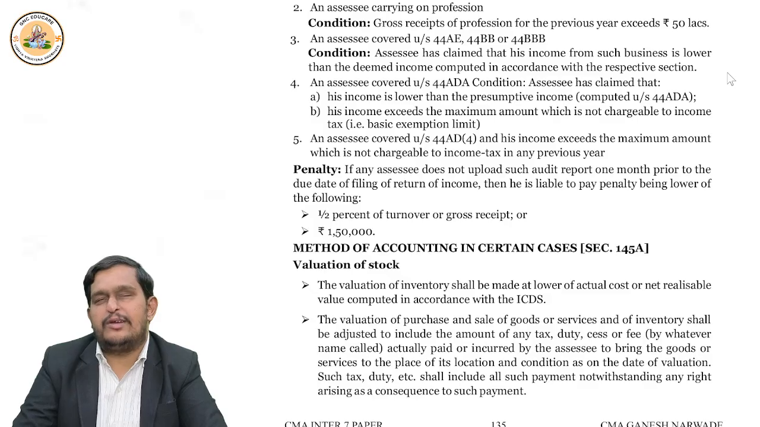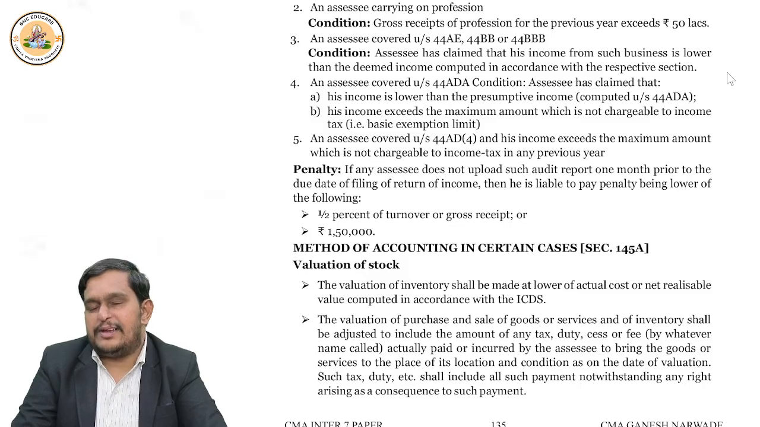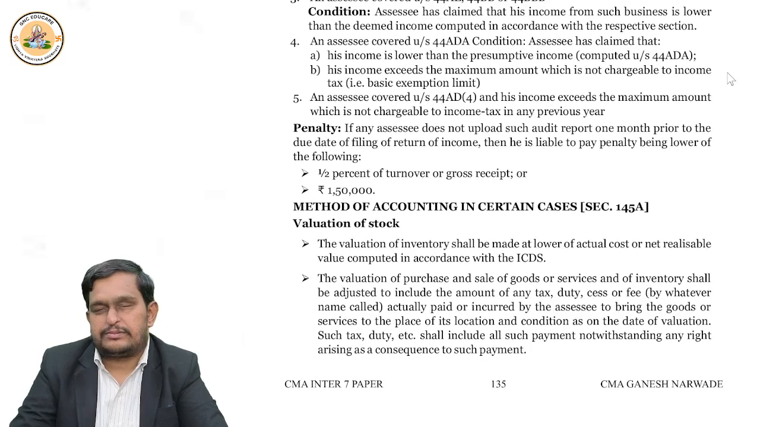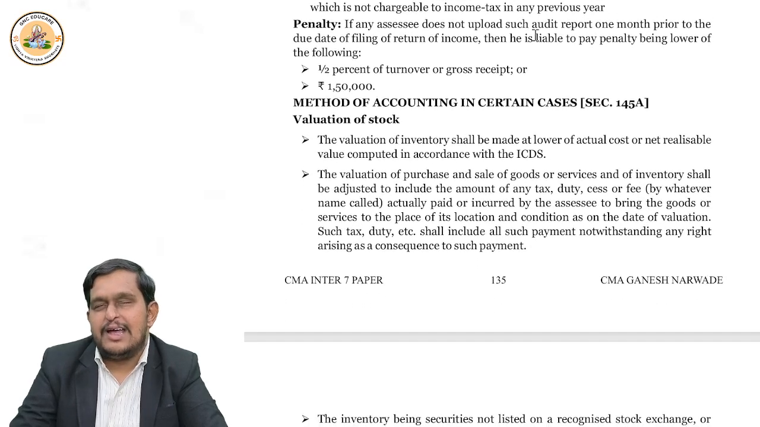But suppose you don't submit the tax audit report on time, then what will happen? Obviously, penalty. How much penalty? Penalty is 0.5% of the turnover. How much penalty? 0.5%.